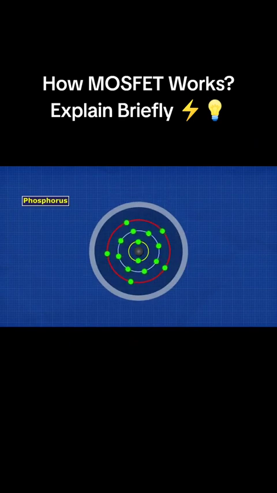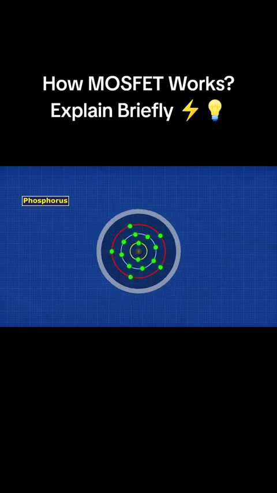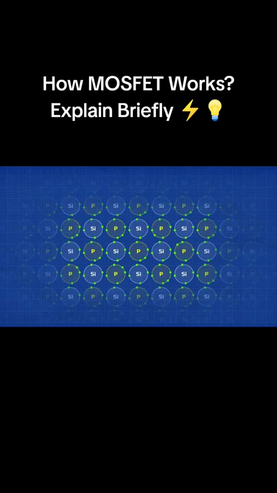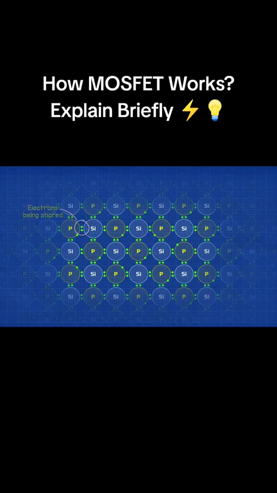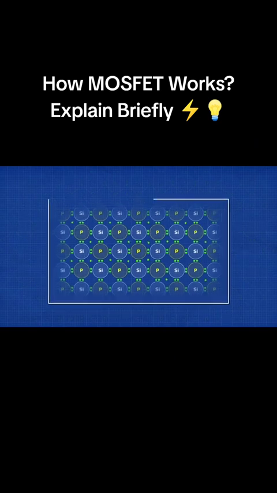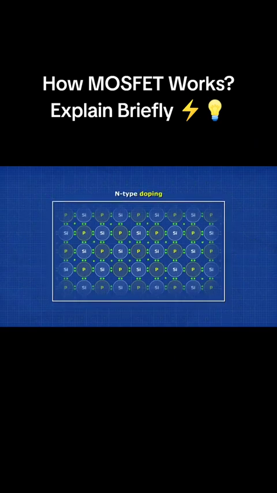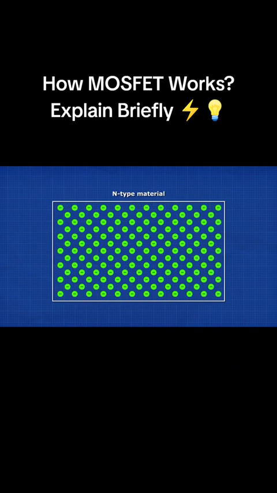We can take another material like phosphorus, which has 5 electrons in its valence shell, and add this into the silicon. We call this doping. 4 of the phosphorus electrons will be shared with a neighboring atom, and this will leave 1 electron spare. This electron is free to move around the material. Electrons are negatively charged, so we call this N-type doping because this material now has an overall negative charge.